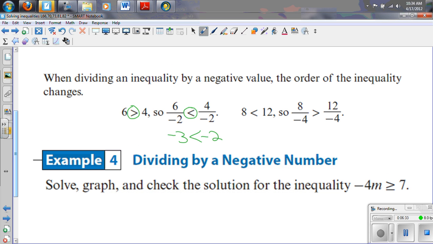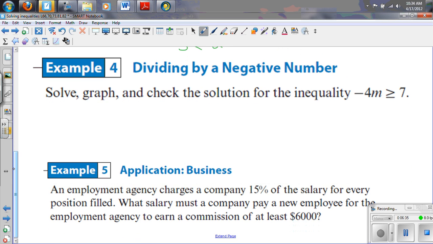And so if we have an inequality where we have to divide by a negative, so here we're going to divide by negative 4, then that means we have to switch around the inequality. So that's going to be m is less than or equal to 7 over negative 4, or negative 7/4.